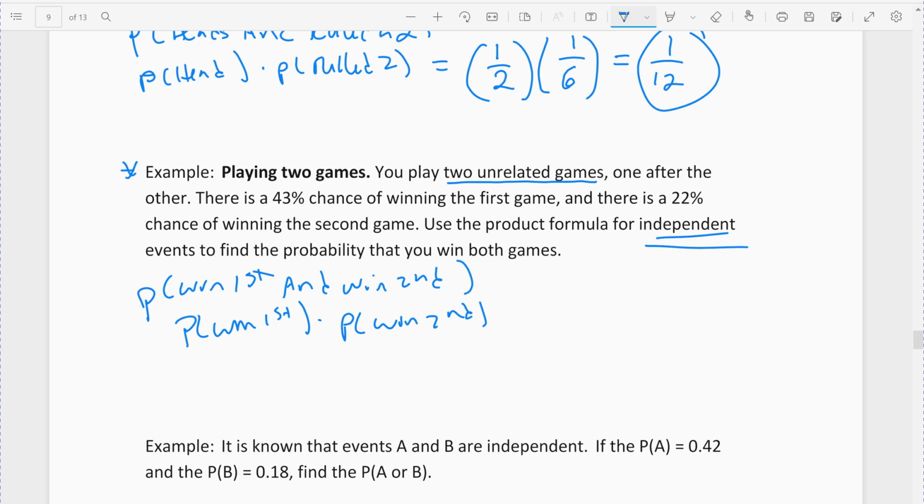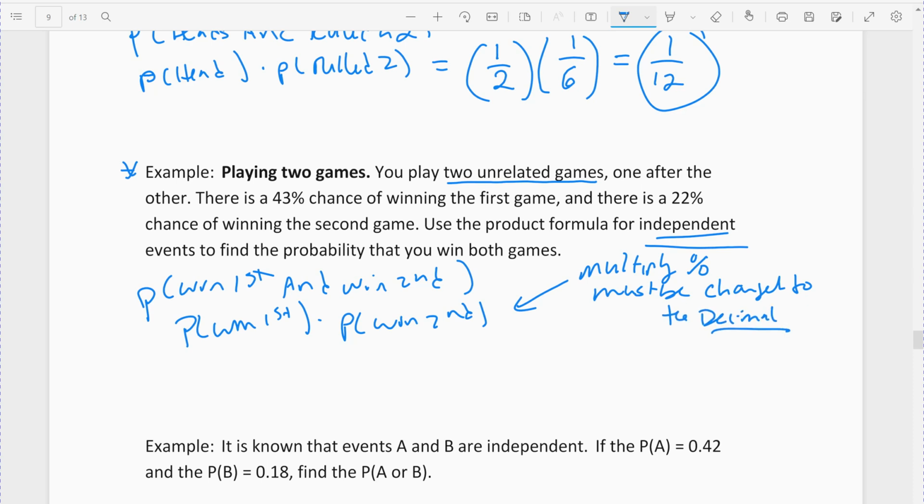Now, before I get started, when you multiply, the percents must be changed to decimals. You can't multiply percents, you can only multiply decimals or fractions. They must be changed to decimals.